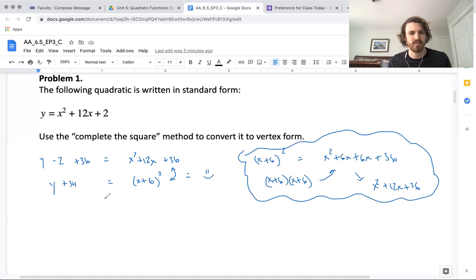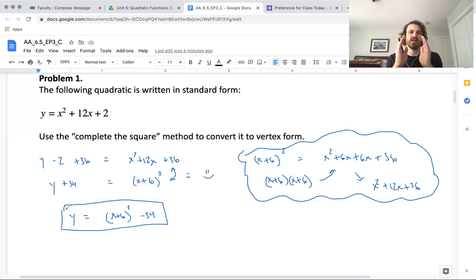Okay, so finally we could write this as y equals x plus 6 squared minus 34. And we're done. We've written it in vertex form. Of course, when you add 6 inside, it shifts it to the left 6. And when you subtract 34, it moves the whole function down 34. So that's just review of completing the square.